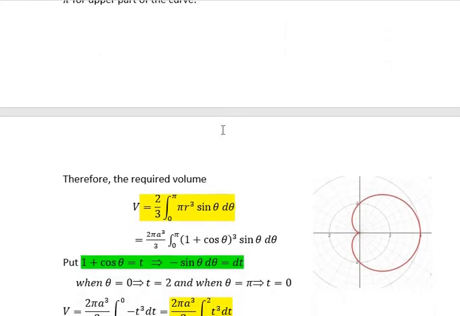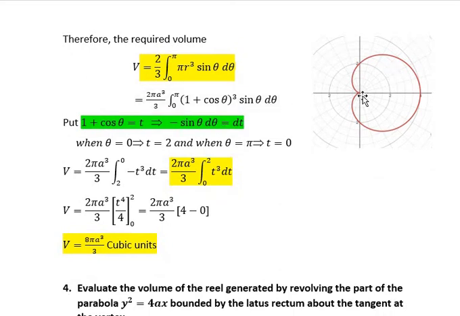So let us take up the diagram. So this represents the cardioid. Required volume will be 2 by 3 integral 0 to pi, pi r cube sin theta d theta. Here we made use of the third formula for the polar curves. So for the cardioid, V is equal to 2 by 3 integral 0 to pi, pi r cube sin theta d theta. Here r is the curve, that is a cardioid, a into 1 plus cos theta. So I have substituted here and simplified.